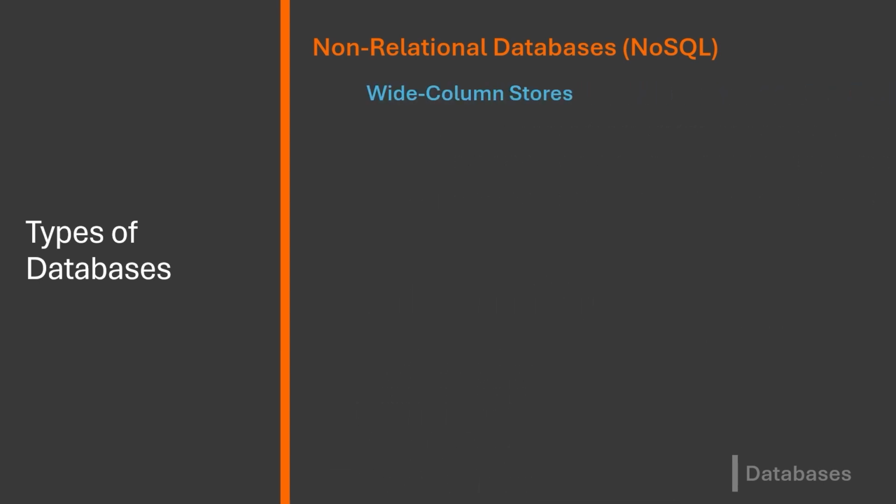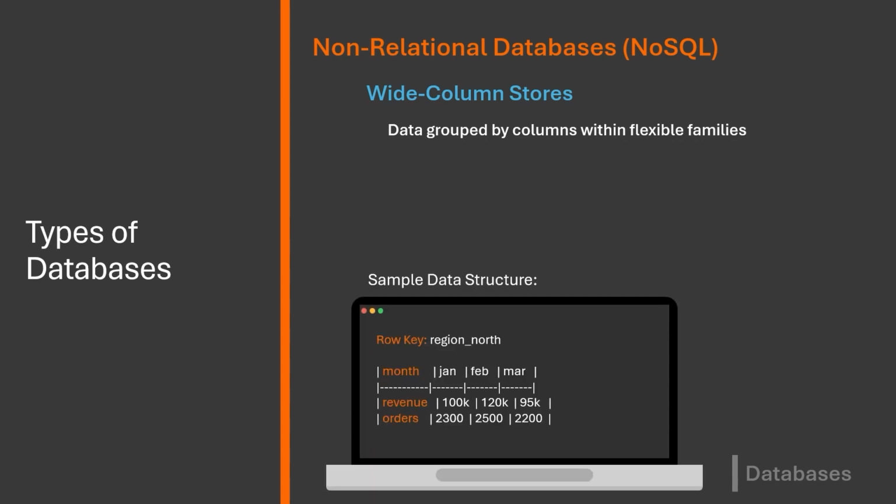These are databases that group data by columns within flexible families, which are basically containers for related columns of data. These databases are optimized for high write throughput, which means they're really good at quickly saving lots of new information into the database, and also for distributed scalability, which means they can easily handle more and more data and users by spreading the information across many different computers working together. An example would be Cassandra, which is used in large-scale applications like Netflix and Facebook, where fast writes, fault tolerance, and horizontal scaling are required.